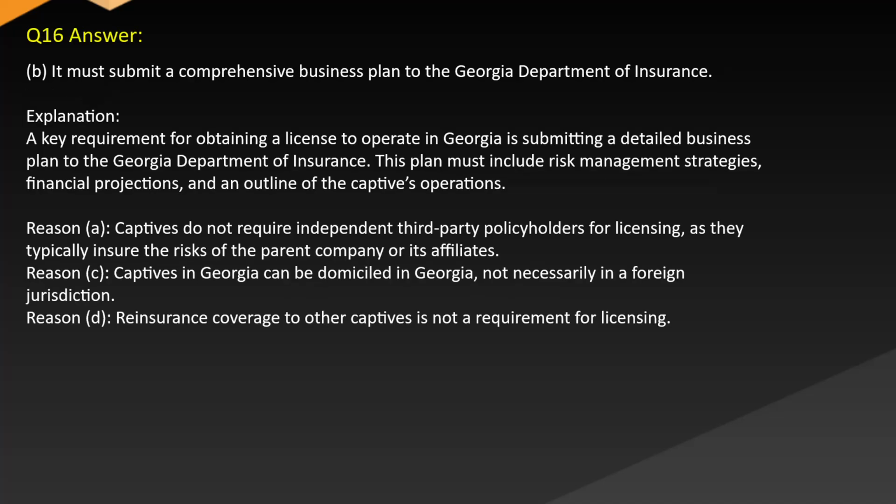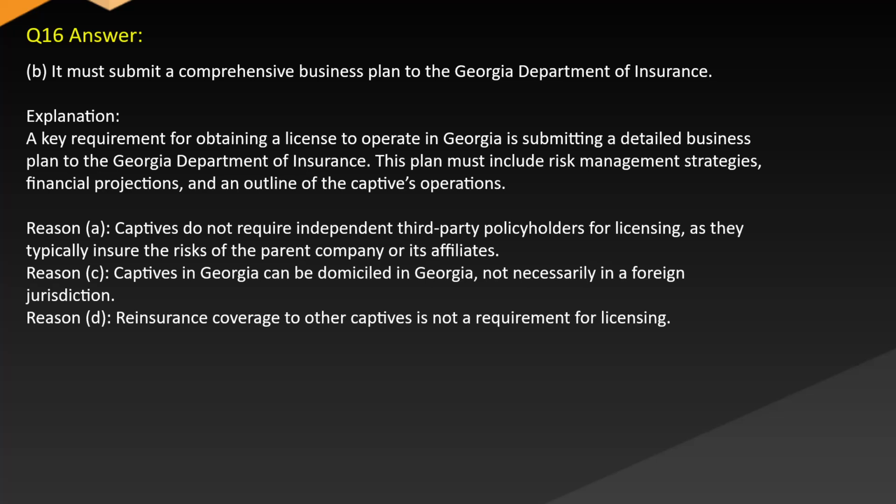Answer B. It must submit a comprehensive business plan to the Georgia Department of Insurance. Explanation. A key requirement for obtaining a license to operate in Georgia is submitting a detailed business plan to the Georgia Department of Insurance. This plan must include risk management strategies, financial projections, and an outline of the captive's operations.